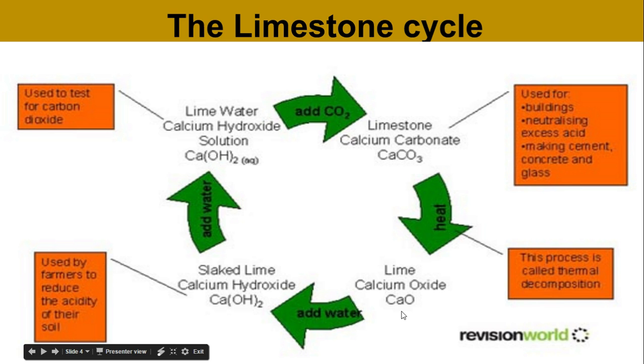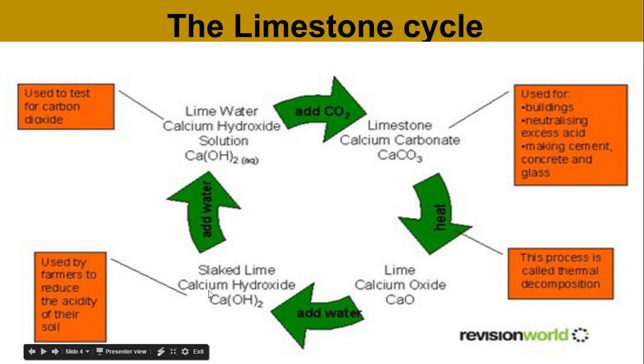And acidity is when the pH is under 7, is less than 7. And you know the test for acidity: blue litmus paper turns pink. And for the alkaline, pink litmus paper turns blue. So we were here at the slaked lime.